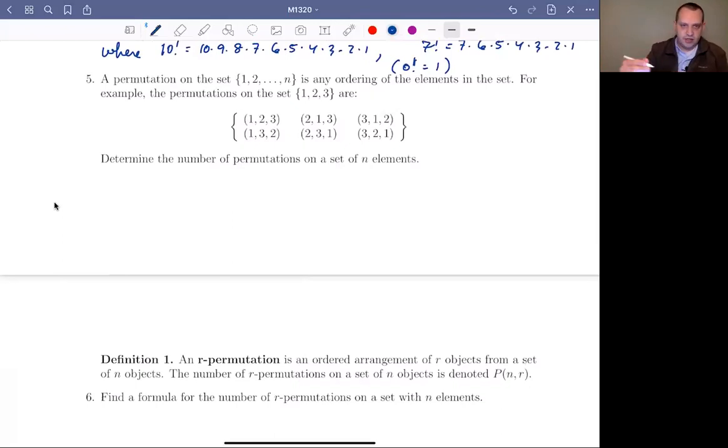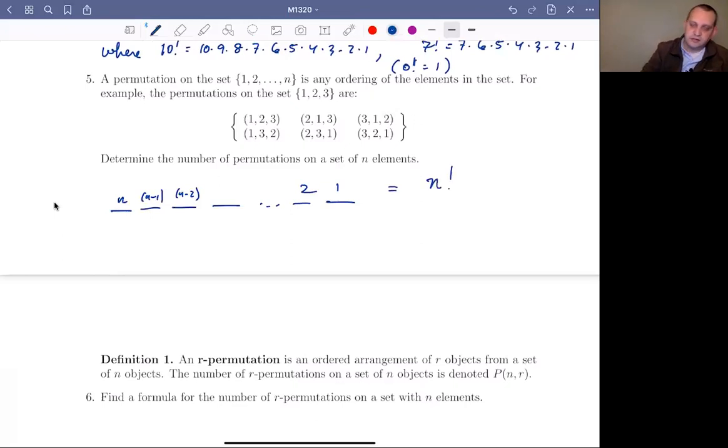And so I want to also think about this as a multiplication problem or a product rule problem. We have n choices for the first element. We have n minus 1 choices for the second element. We have n minus 2 choices for the third element, and so on, until we're just down to having 2 choices and then finally 1 choice for the last element. So it turns out that the number of permutations on a set of n elements is going to be n factorial, which is exactly n times n minus 1 times n minus 2 and so on.